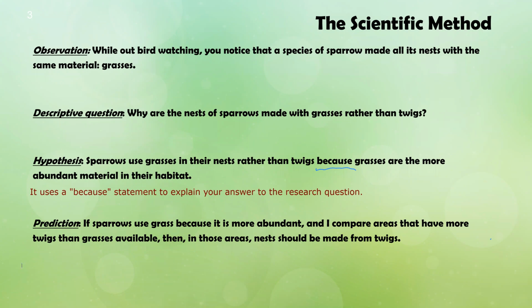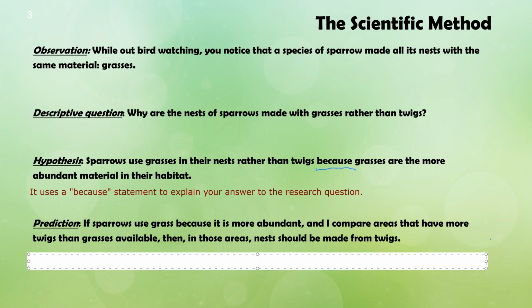Now, down here is our prediction. If sparrows use grass because it is more abundant, and I compare areas where twigs are more abundant, the sparrows should make their nest with twigs. Okay, so the prediction is saying, well, if my explanation is true, and I look at this new situation, I should see this. Here's what I expect. So the prediction is an if-then statement.